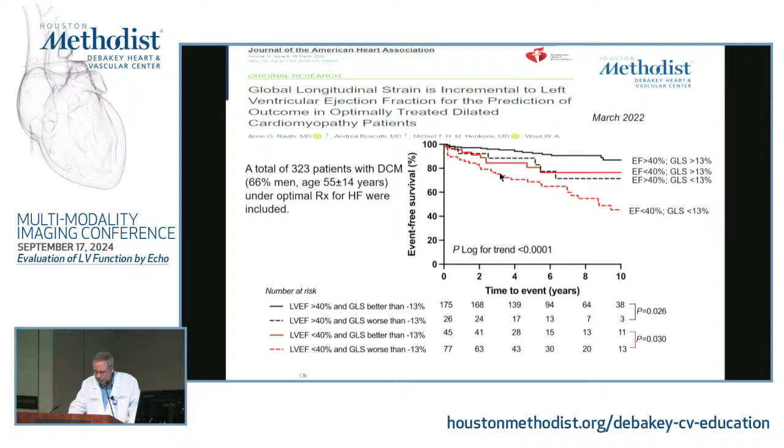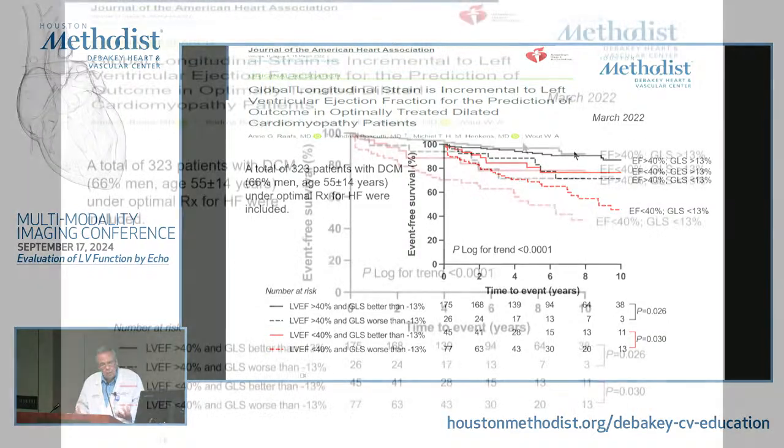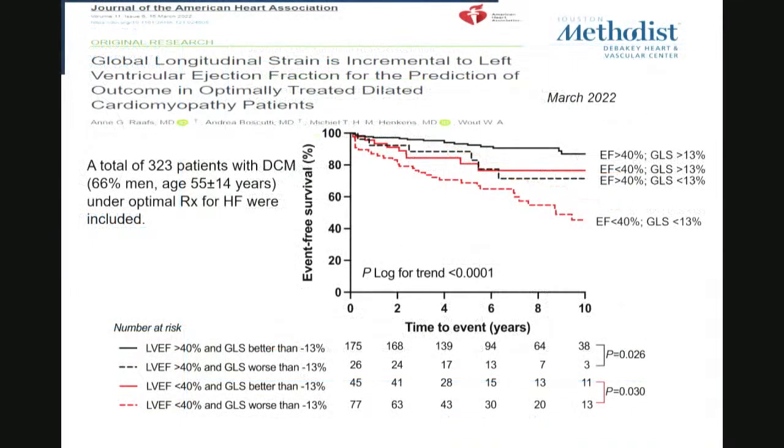But notice that the curves separate quite early. By 5 years, there's a significant separation. If you have an EF over 40 and a GLS over 13, you had the best outcome. But interesting, people with a better EF greater than 40, but a low GLS had as bad an outcome as those with an EF of less than 40. So again, showing the power of strain over ejection fraction in this group of patients that were all on their proper treatment and doing okay.